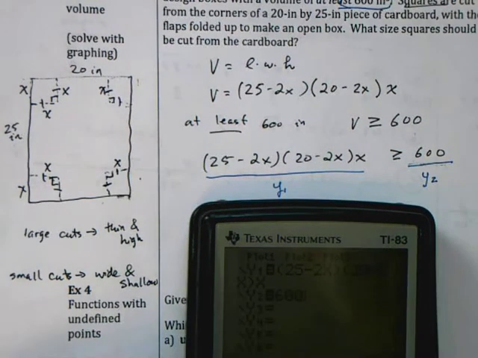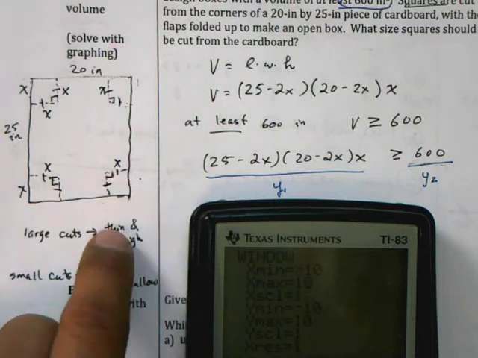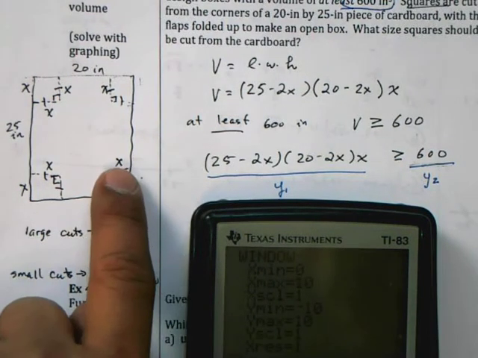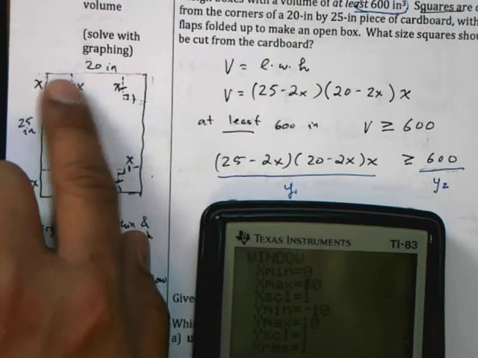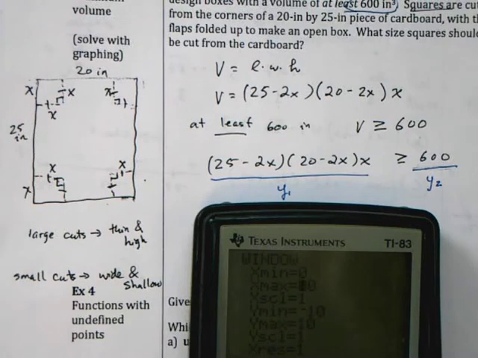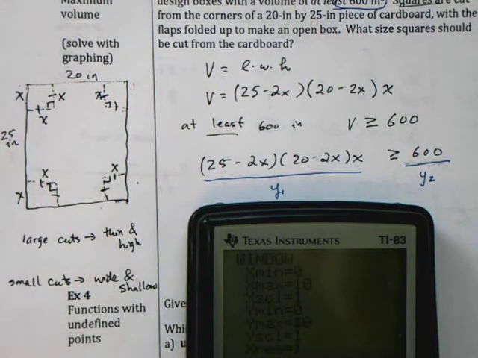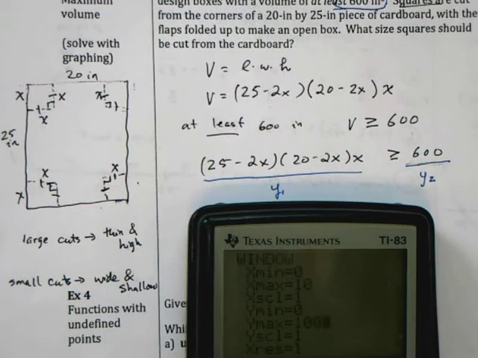Okay. The window is always a tricky thing, but you have to think about x here as the size of the cuts that you're making. The smallest cut that you can make is 0. The biggest cut that you can make is 10, because if x is 10, you've already cut up the entire width of the box here. So you're not going to make a cut bigger than 10, and the scale, that's fine. The y min: the smallest volume you can have is 0. The biggest volume, well, we're dealing with 600 here. We want it to be at least 600. So I'm going to go up to 1,000 here, and I'll increment this by 100.